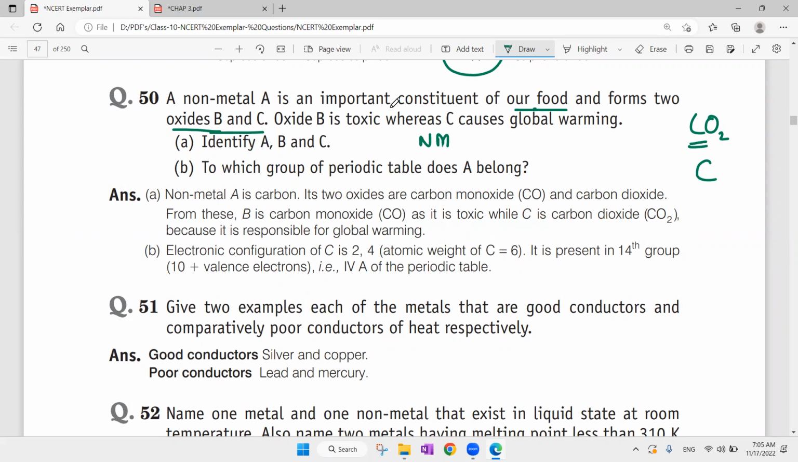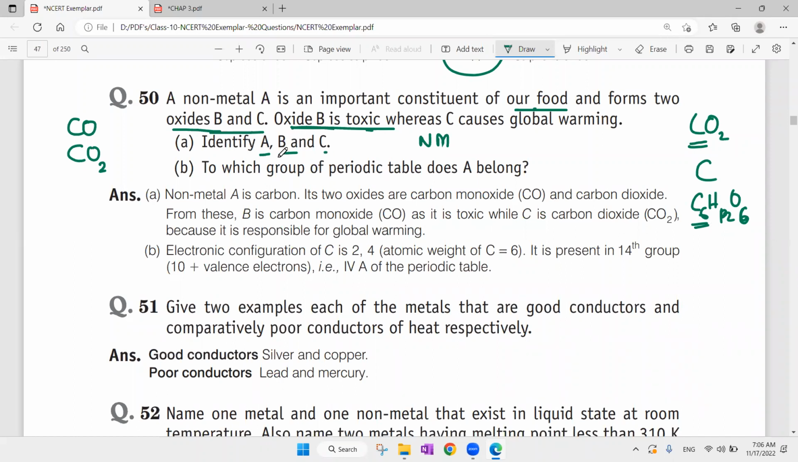Okay, carbon is forming two oxides B and C. Oxide B is toxic, so definitely it will be carbon monoxide. Carbon monoxide is toxic, carbon dioxide is not toxic, right? Okay, so now carbon is an important constituent of food. Yes, true. In every food material there will be carbon compounds. In oils there will be carbon. In glucose there is carbon. What is the chemical formula of glucose? C6H12O6, right? So carbon is present everywhere. In every material carbon is there. So answer is carbon. Done.